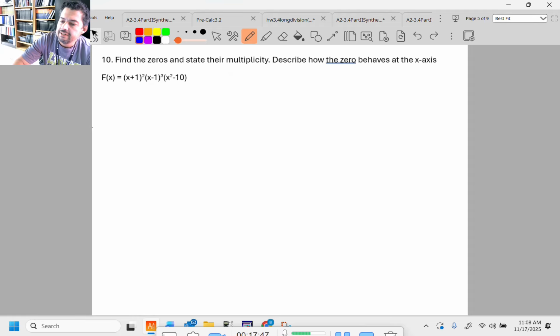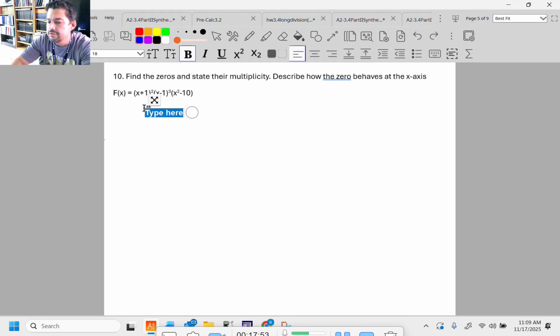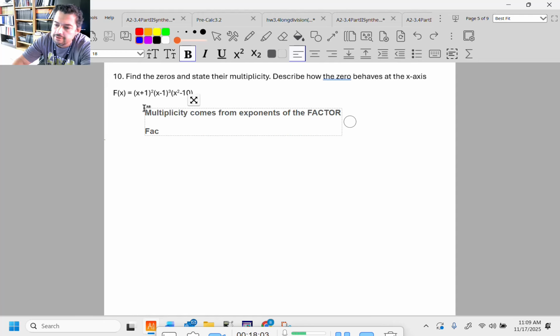Number 10, find the zeros and state their multiplicity. So multiplicity comes by looking at exponents on the factor. So let's talk about our factors. We have x plus 1 to the second. We have x minus 1 to the third. And then we have x to the second minus 10, but that is to the understood first power.